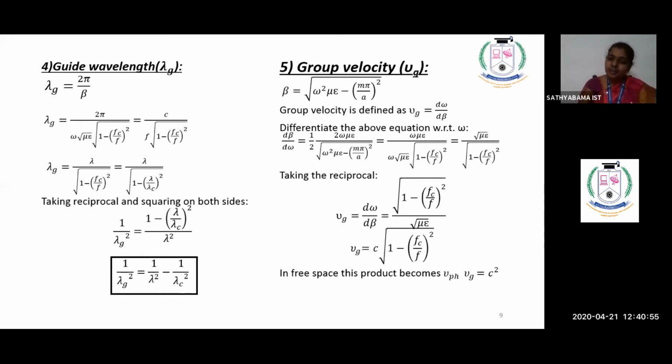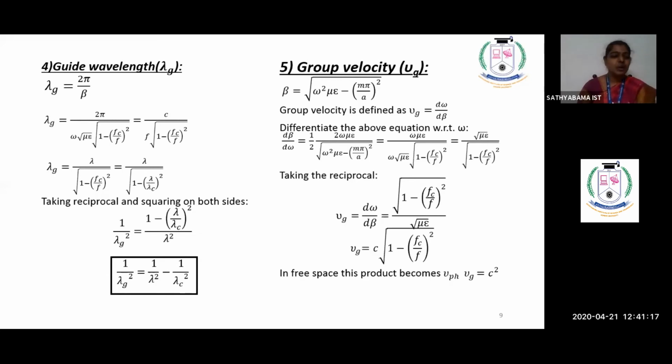A very good relationship between all the three components of wavelength is given as 1 by lambda g square equals 1 by lambda square minus 1 by lambda c square. This is obtained by reducing; in 3-4 steps you will get this answer, just by simplifying the relationship. It gives you a good relationship between all the three components.